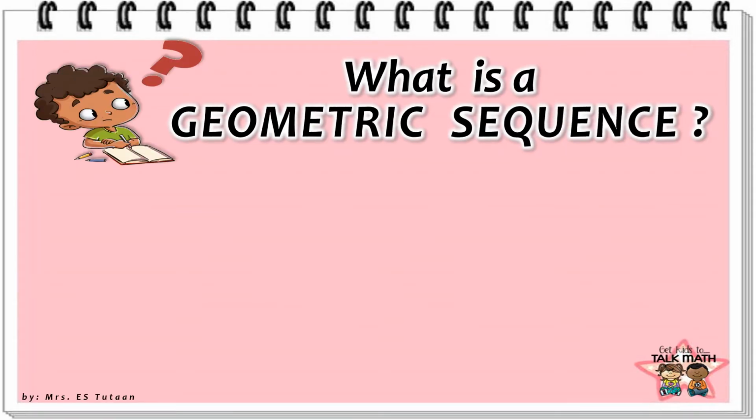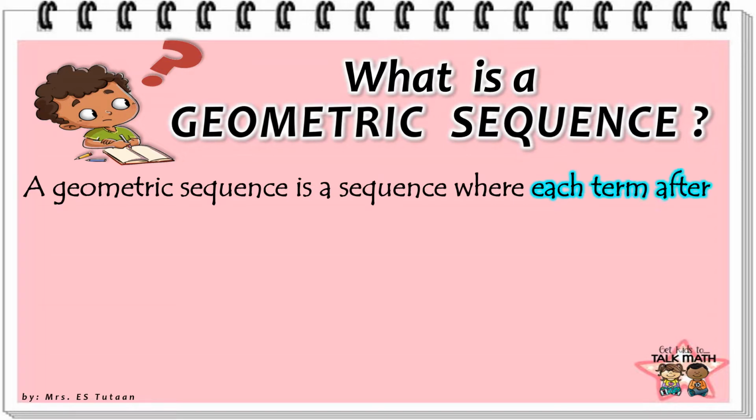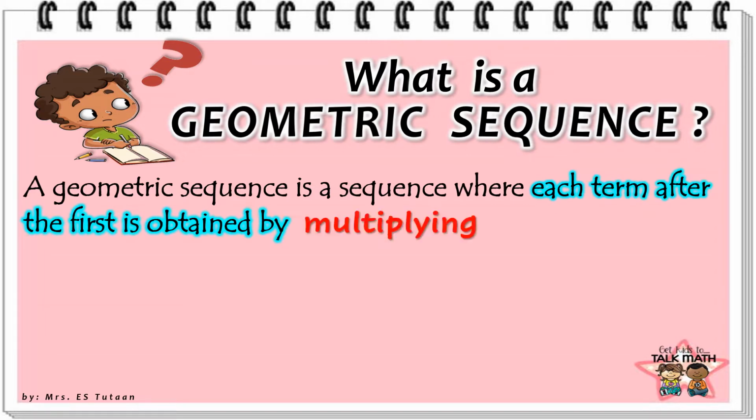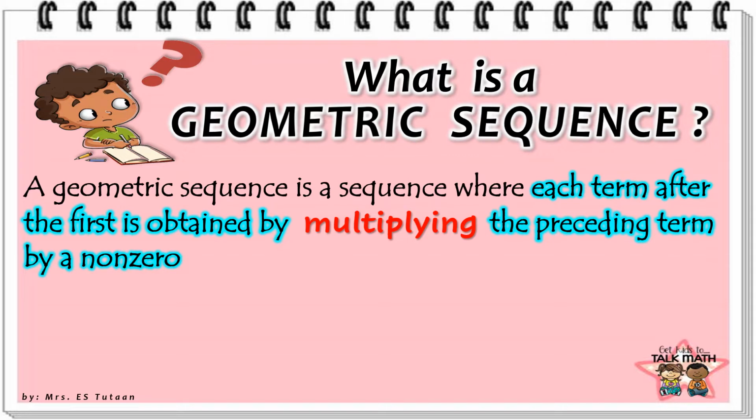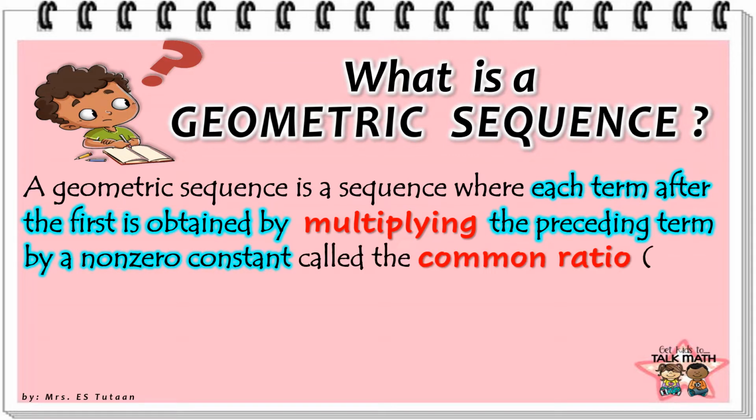So what is a geometric sequence? A geometric sequence is a sequence where each term after the first is obtained by multiplying the preceding term by a non-zero constant called the common ratio. So, kung meron tayong first term sa geometric sequence, makukuha natin yung second term by multiplying the first term times the common ratio. So, ang sagot doon ay yung ating second term.